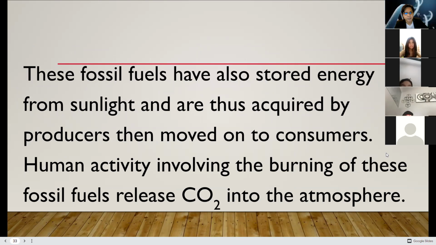Take note, if there is a lot of CO2 in the atmosphere, the tendency is, again, we will have what? The greenhouse effect, global warming, and changes in the climatic conditions.